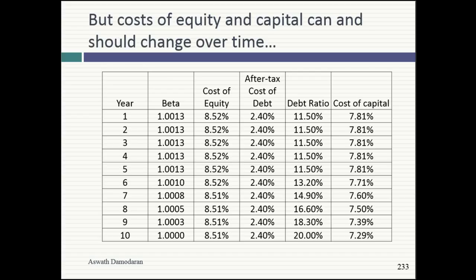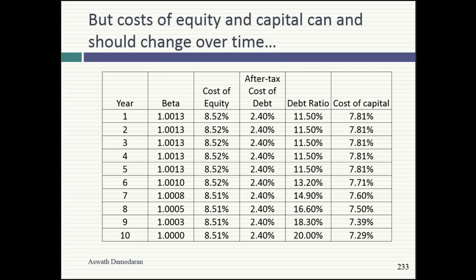So this is not a big deal for me when I value Disney, because Disney is already a large company, but I'm going to do it anyway, because if I don't do it, I run the risk of being sloppy and forgetting to do it when I need to do it. So in the case of Disney, here's what I did. For the first 5 years, I left the beta what it was, 1.0013. It's pretty close to 1, so I didn't have to move it much, but as I went through time, my beta shifted towards 1.